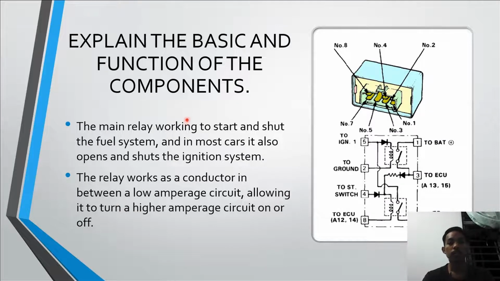Explain the basic function of the component. The main relay works to start and shut the fuel system, and in most cars it also opens and shuts the ignition system. The relay works as a conductor in between a low amperage circuit, allowing it to turn a higher amperage circuit on or off.